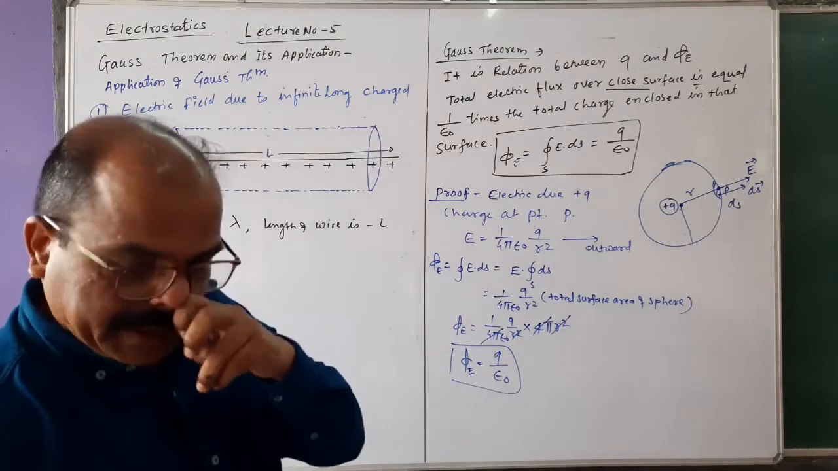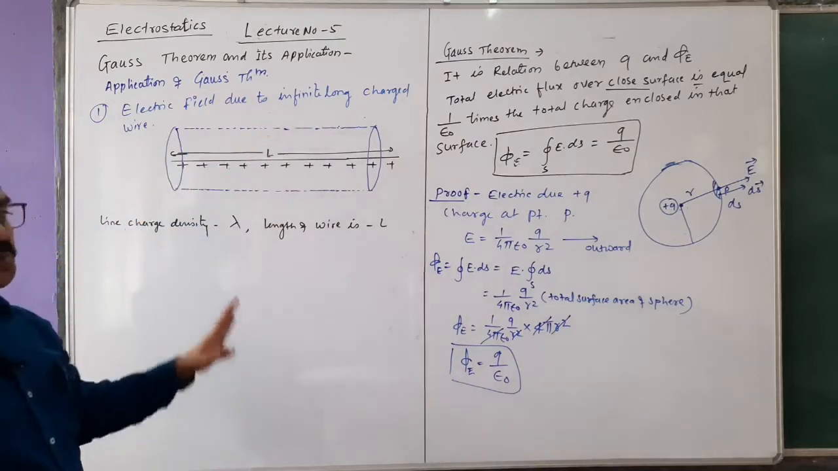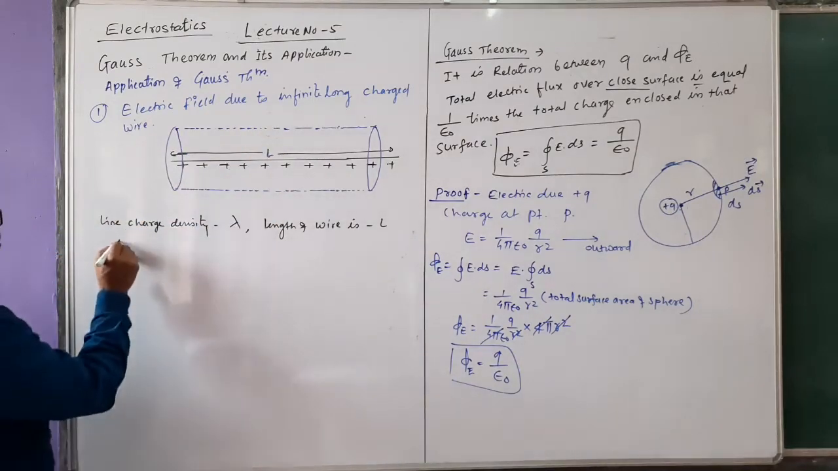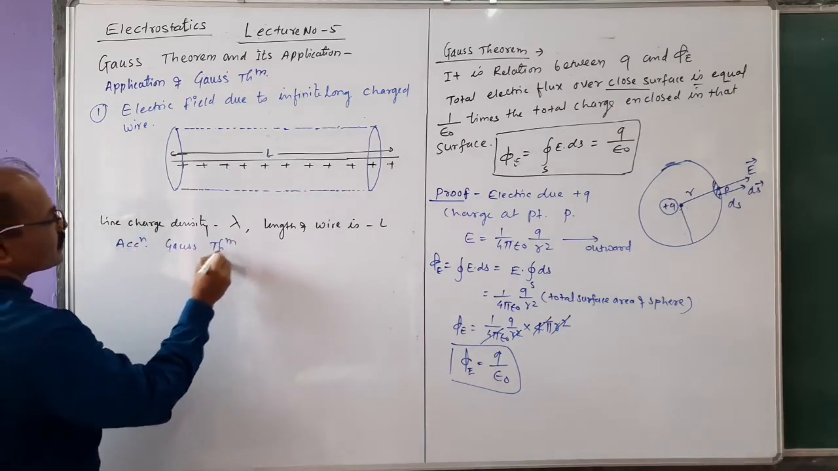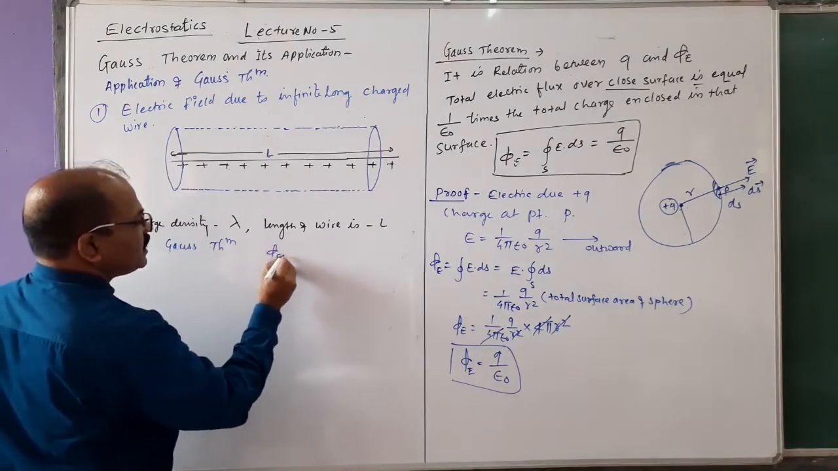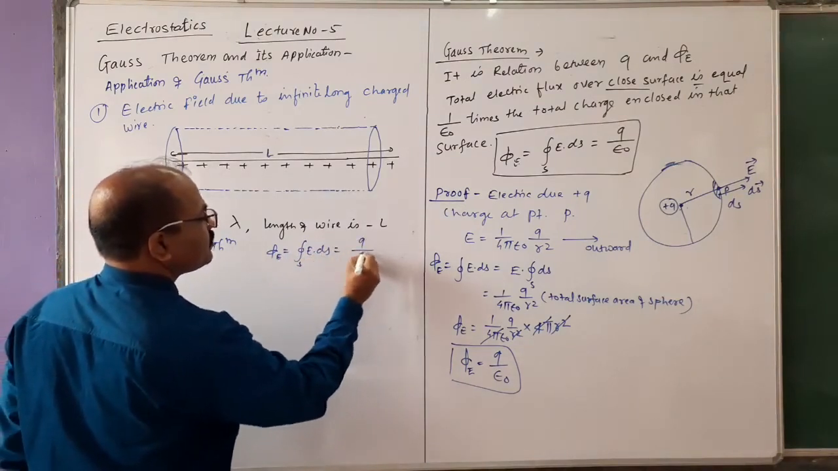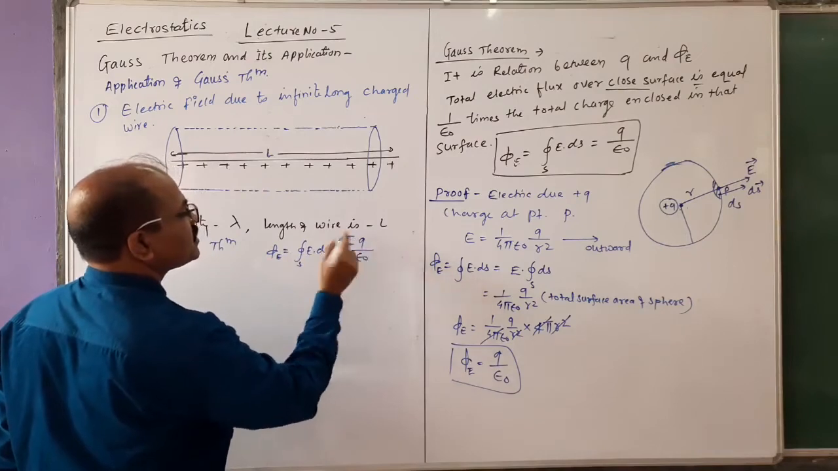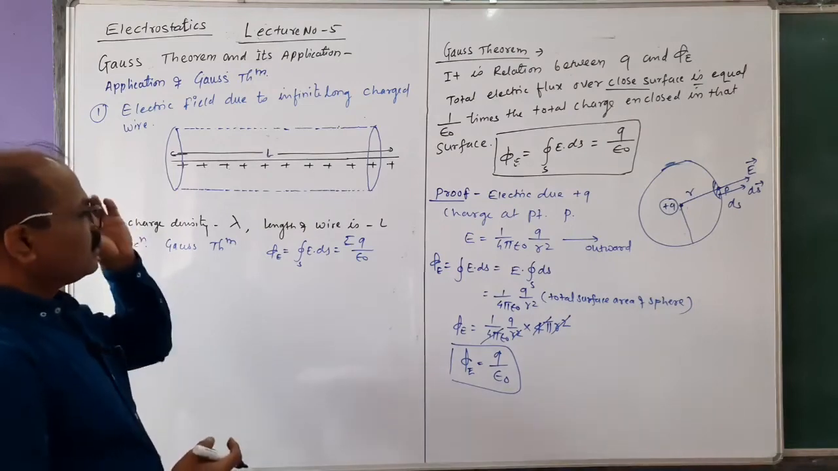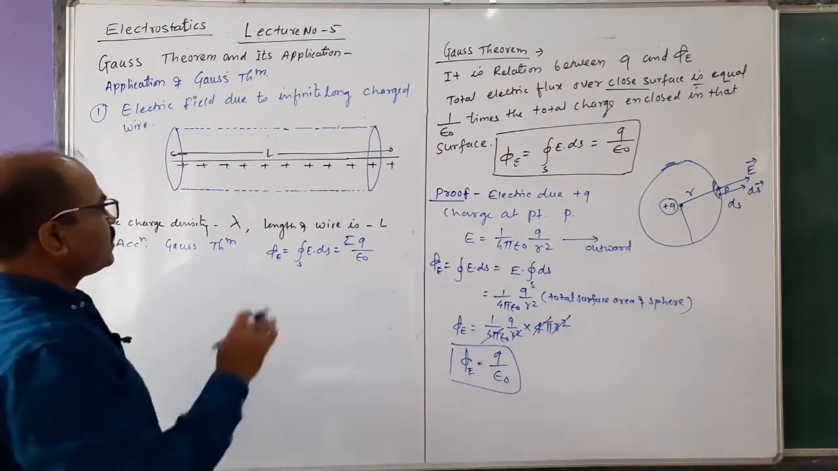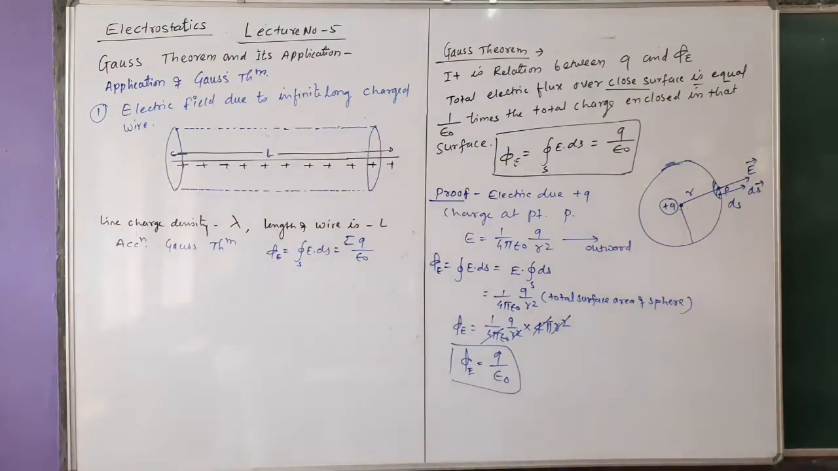So we have to use the Gauss theorem to find the electric field E due to this. What is the Gauss theorem? According to the Gauss theorem, the flux, the closed surface integral of E·dS, equals Q divided by epsilon naught, where Q is the total charge. This is the Gauss theorem. Now, what is the surface? The cylinder has three surfaces.